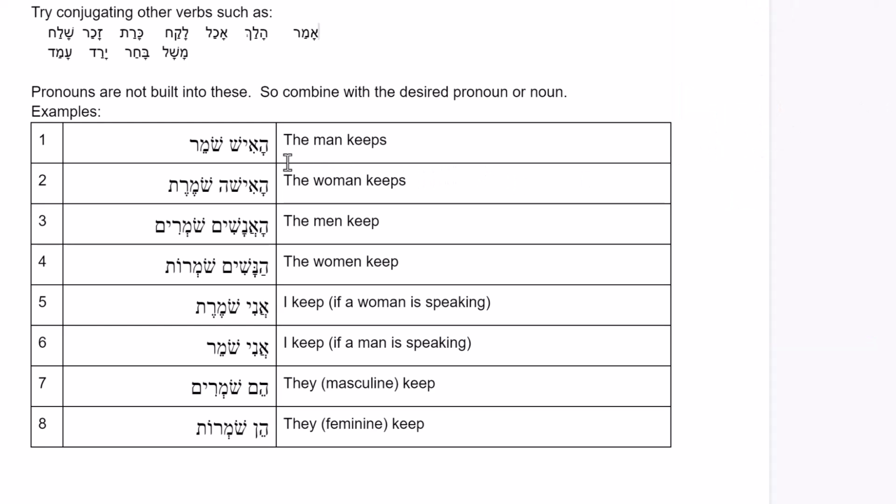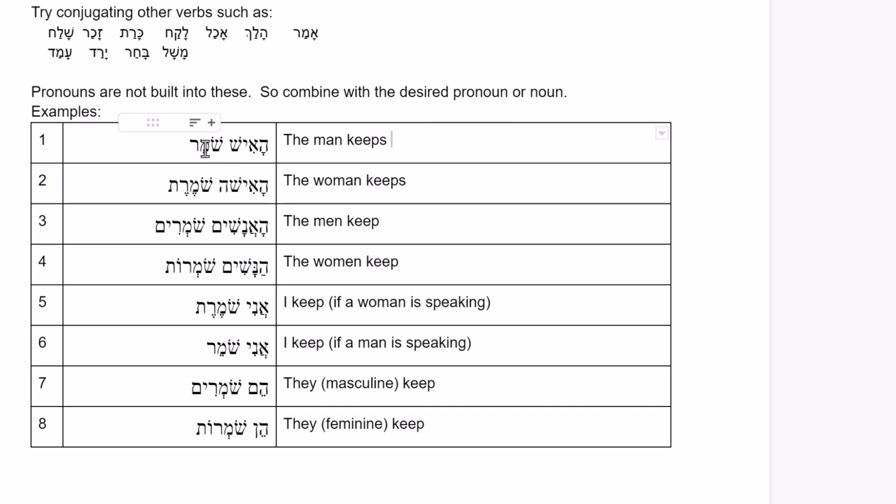Okay, so now we're going to look at some actual little phrases down here that use the words we just covered. So let's take a look at the first one. Ha'ish shomer, the man keeps. This is essentially the same as saying the man is a keeper, okay? So this idea of an active participle or a gerund is kind of like a noun, right? So we're basically saying he is a keeper, she is a keeper, they are keepers, but you can also say keeps, you can make it like a verb.